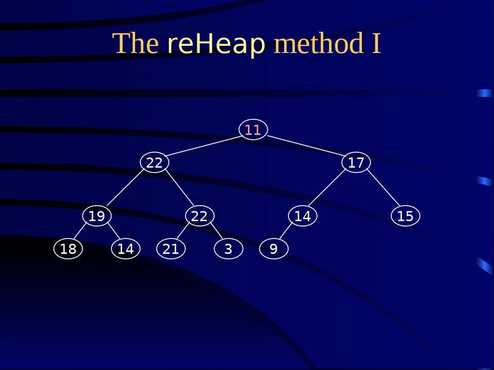First time we sifted up. Now we're going to sift down. So when you add something, you sift it up. When you delete something, you sift the new value down.